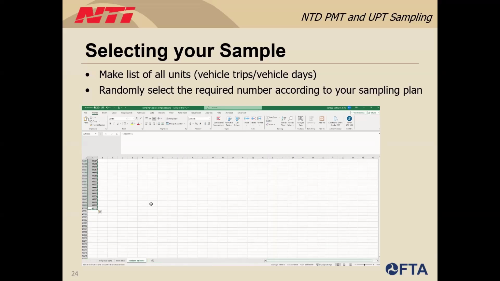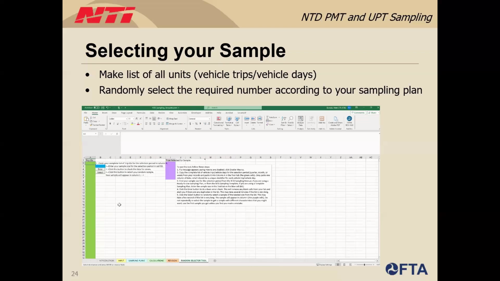First, I made a list of all the trips I'll operate in the coming month, since I chose to sample monthly. I assigned a unique ID to each one. I paste that list into the green area, starting with cell A2 by right-clicking and selecting Paste Values. Now in B3, I input my sample size for the month, which is 6, according to my sampling plan.